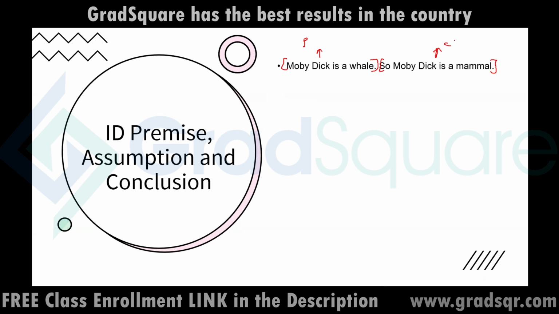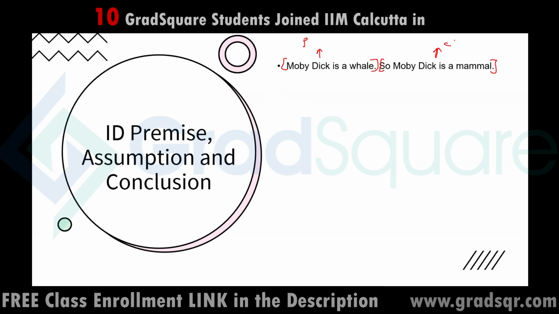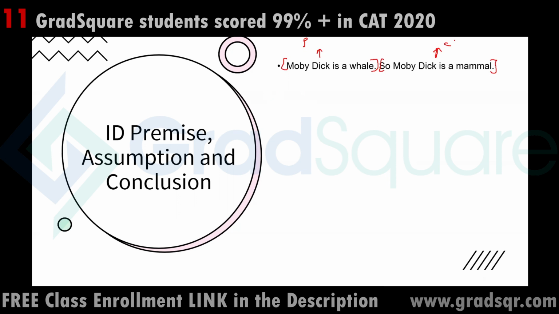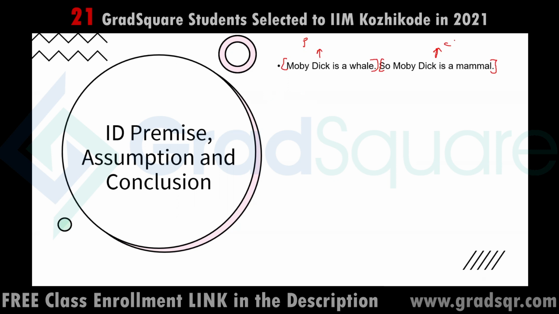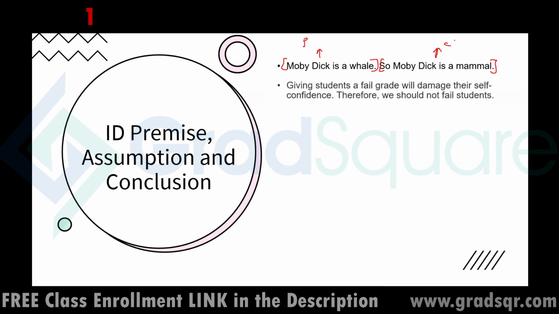And what is the assumption? The assumption here is that all whales are mammals, right? We have the knowledge that Moby Dick is a whale. That's a fact that is known to us. Assuming that whales are mammals, we can then conclude that Moby Dick is a mammal. So this is an argument. Similarly, let's move on.